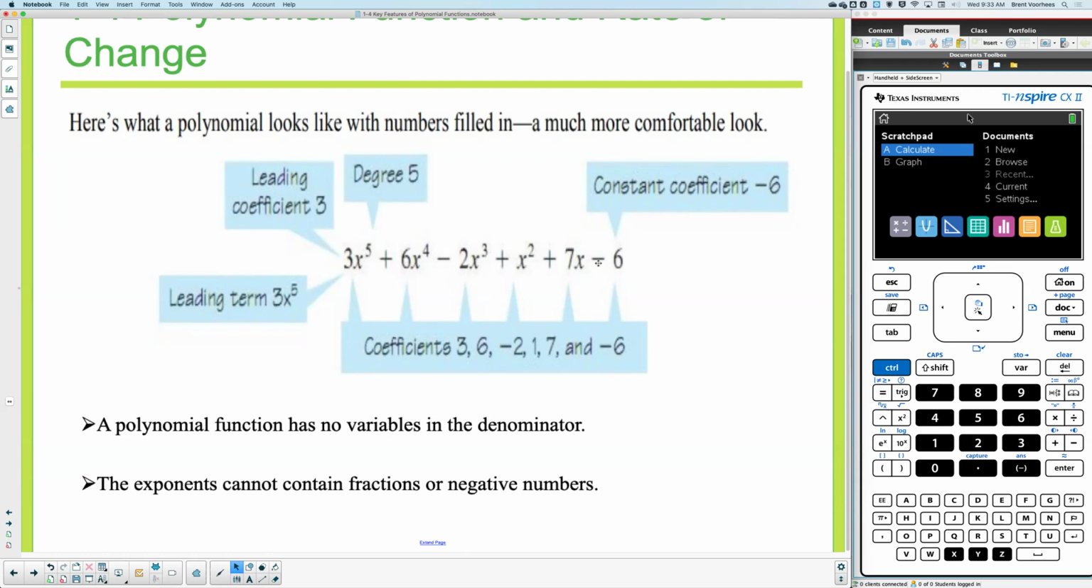And the constant, that would be where it hits the y-intercept. So this constant coefficient, if you want to include that in there, is the y-intercept. So whatever your constant is, that's where it will cross the y-axis.